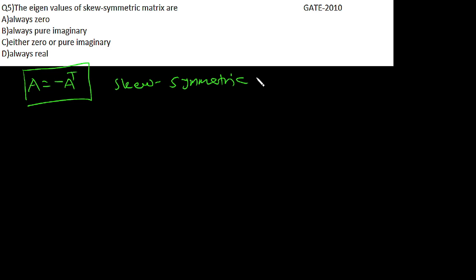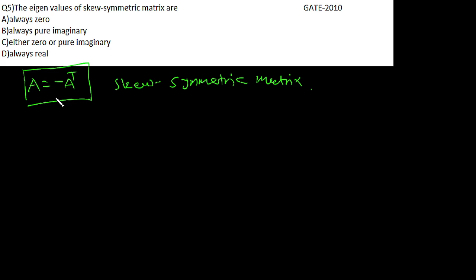Question 5 asks about the eigenvalues of a Q symmetric matrix. What is a Q symmetric matrix? First of all, it has a property: if we take the transpose of that matrix, it is minus of that matrix. This is the property of a skew-symmetric matrix.